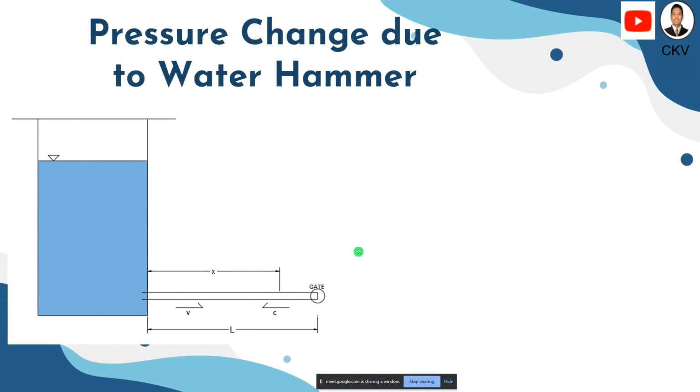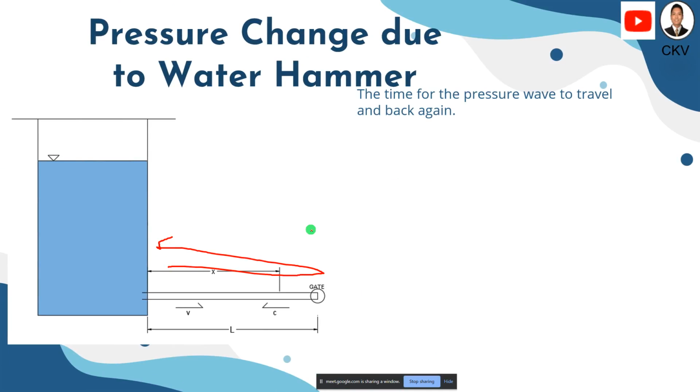For the pressure change due to the water hammer, the time for the pressure wave to travel and back again along the pipeline is computed using this equation: 2L over C, where L is the length of the pipeline from the upstream going to the gate or valve itself, and C is the computed celerity.